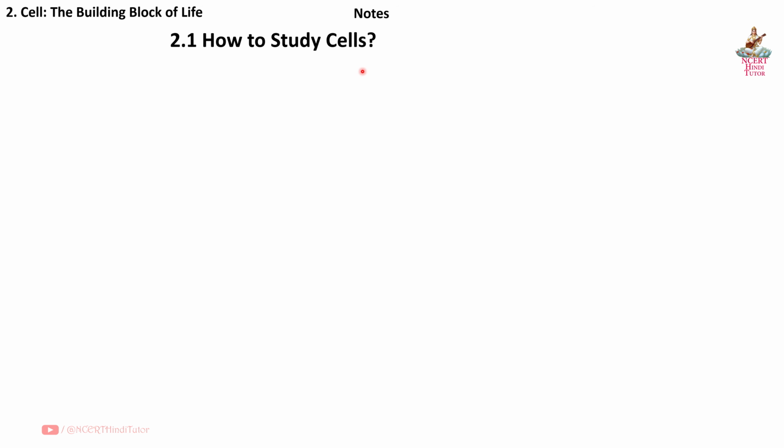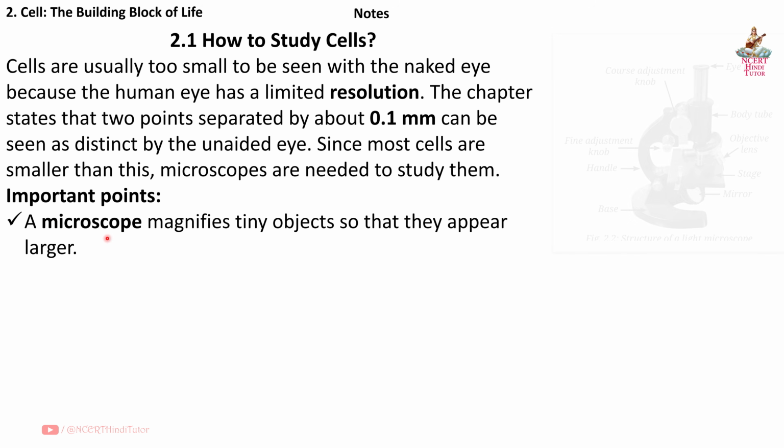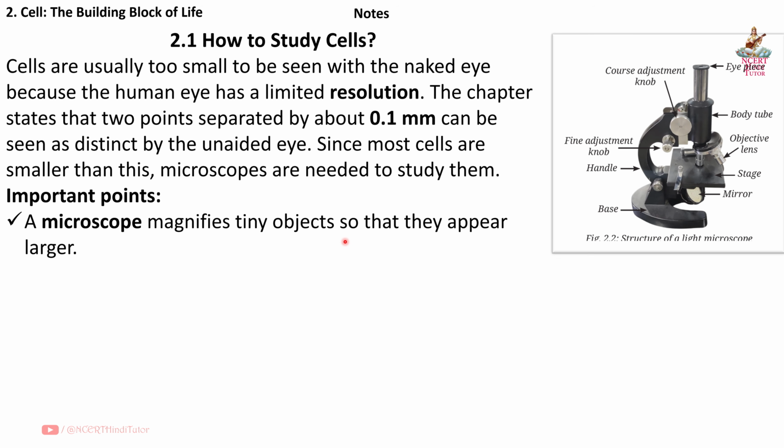2.1 How to study cells. Cells are usually too small to be seen with the naked eye because the human eye has a limited resolution. The chapter states that two points separated by about 0.1 mm can be seen as distinct by the unaided eye. Since most cells are smaller than this, microscopes are needed to study them. Important points: a microscope magnifies tiny objects so that they appear larger.